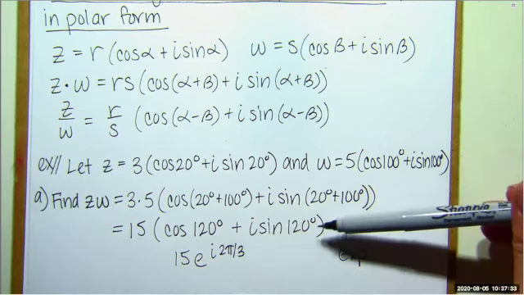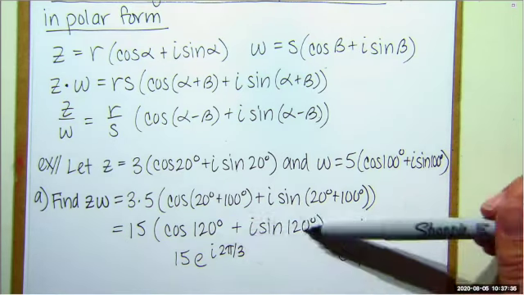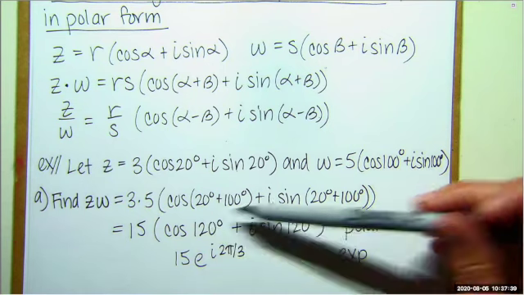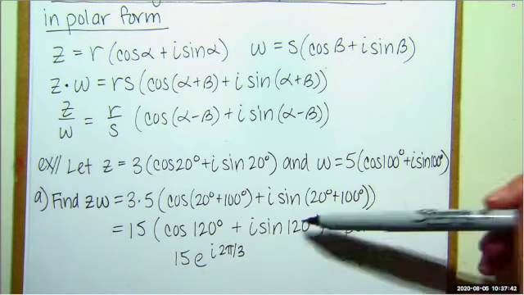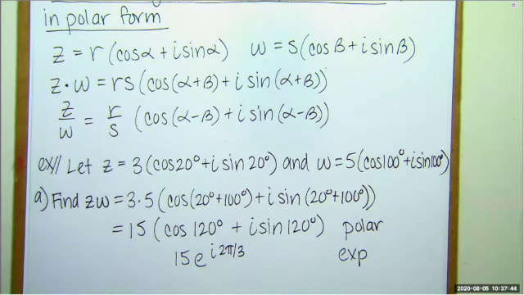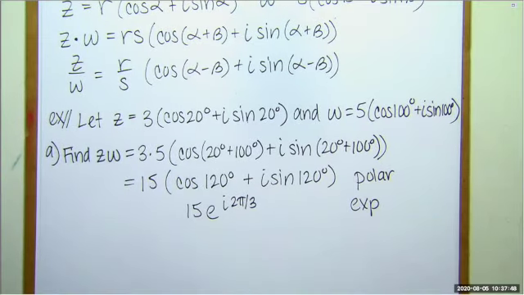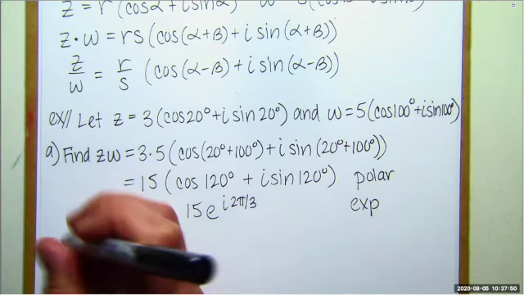So just pay attention on your homework. On polar, sometimes you'll have this in terms of degrees or in radians. You could use either. So if it asks you to give your answer in radians, instead of 120 here, you would put 2 pi over 3. Okay, so just pay attention to the terms on your homework. Any questions on that?